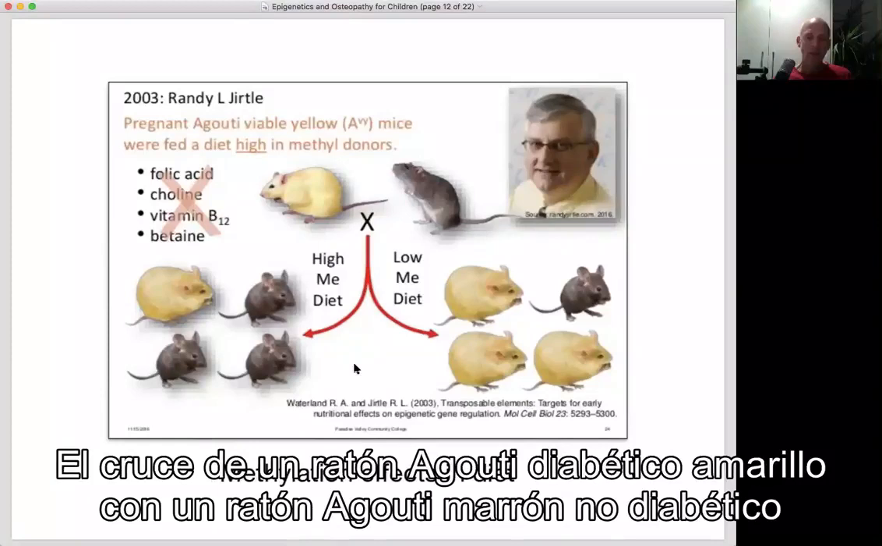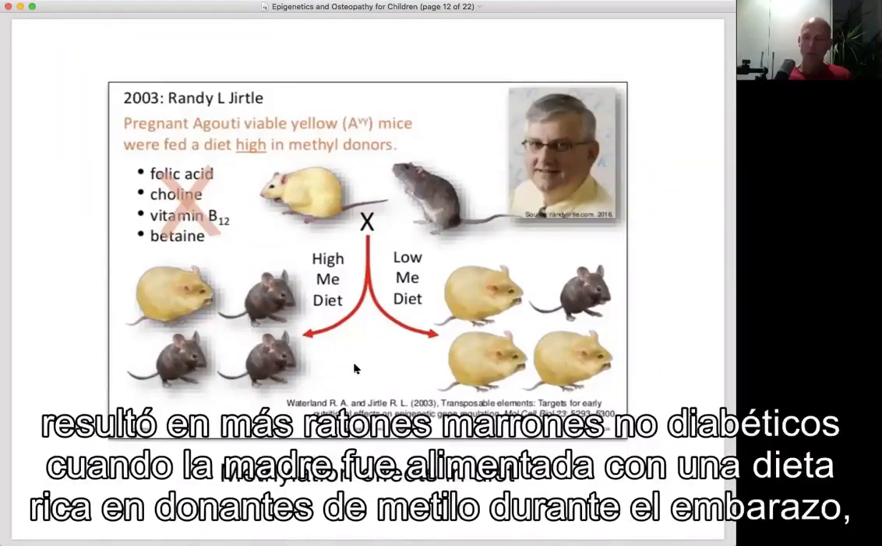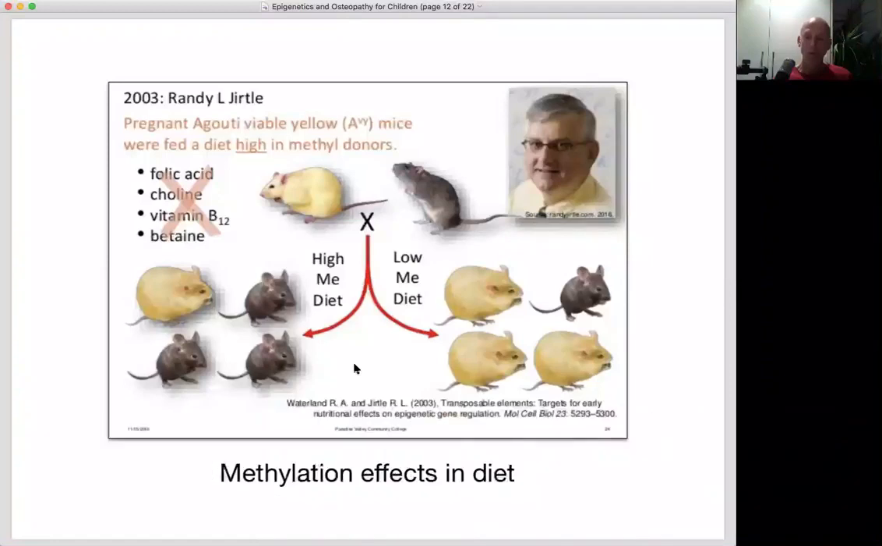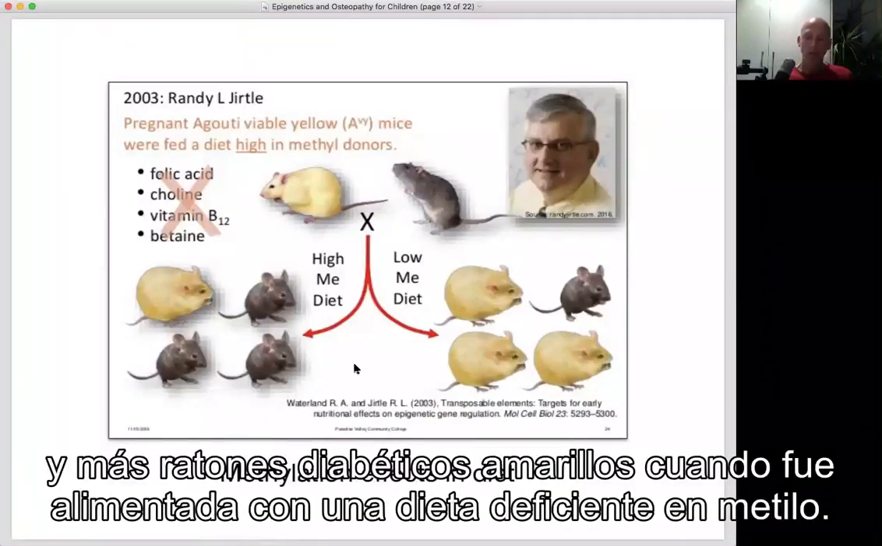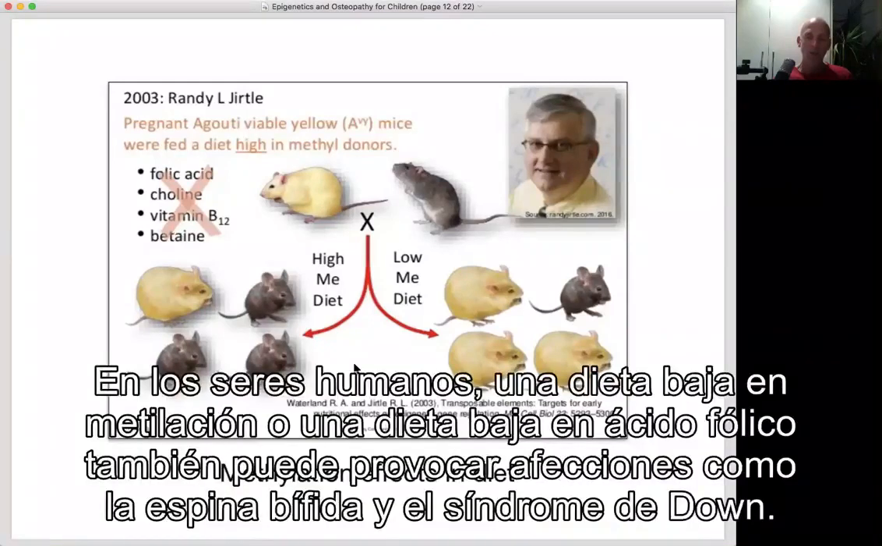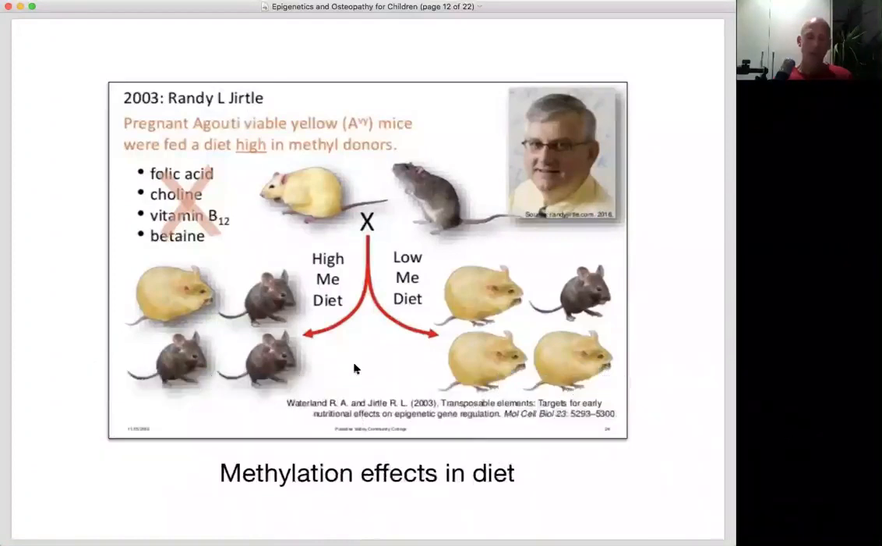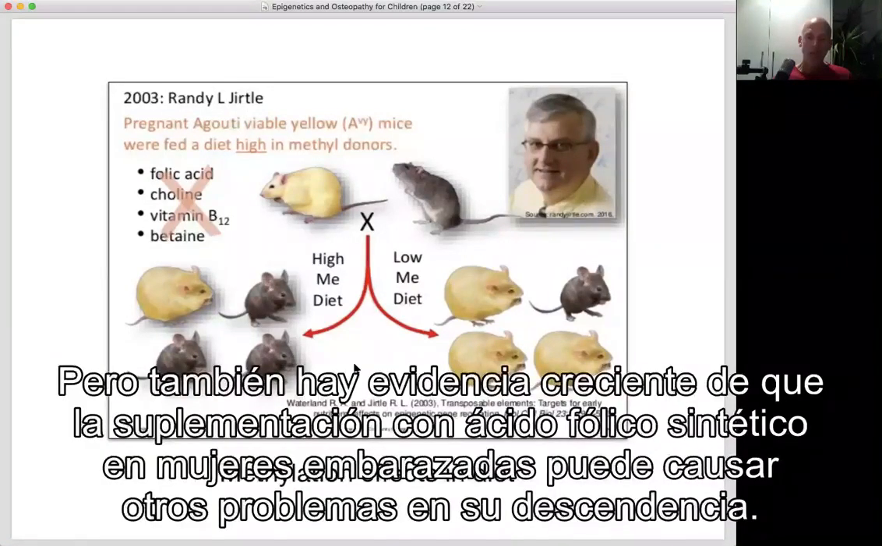Crossing a yellow diabetic agouti mouse with a brown non-diabetic agouti mouse resulted in more brown non-diabetic mice as offspring when the mother was fed a diet rich in methyl donors while pregnant, and more yellow diabetic mice when she was fed a diet deficient in methyl donors. In humans, a low methylating diet or a diet low in folic acid can also lead to conditions such as spina bifida and Down syndrome. But there's also increasing evidence that synthetic folic acid supplementation in pregnant women can cause other problems in their offspring.